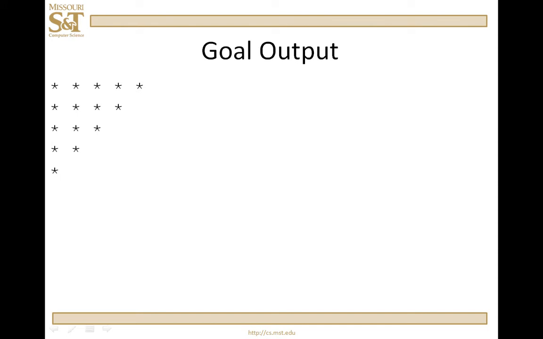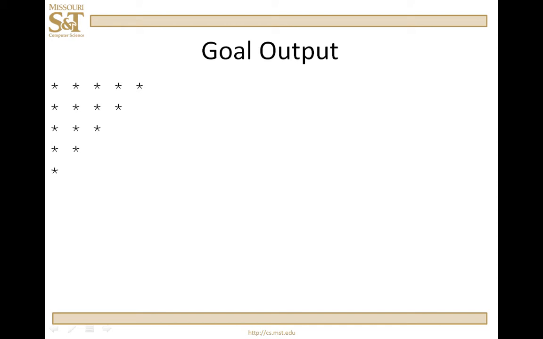Okay, let's look at a much more difficult goal, and that is to output a pattern of stars like this. Now you might be thinking, well, that's fairly simple, but it is not quite as simple as you might think. So what's the strategy that we're going to take?